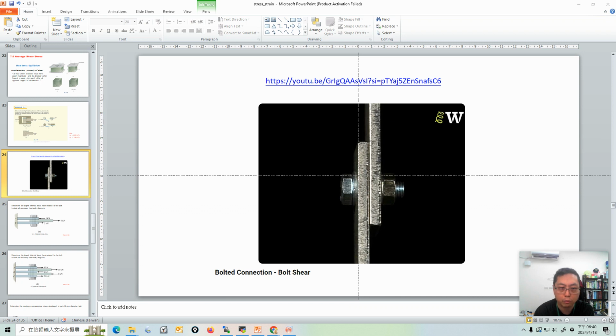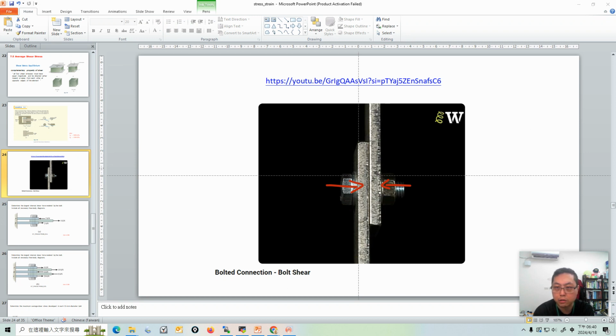There will be a force. If you tighten this bolt with this nut, it will create normal stress, like this, to clamp these two pieces.